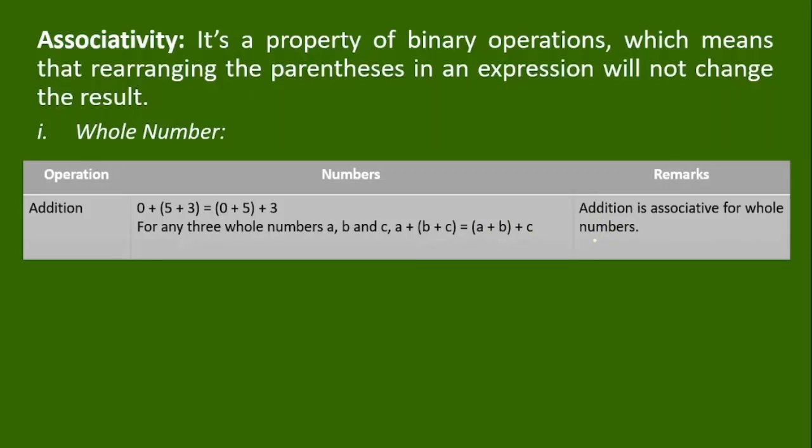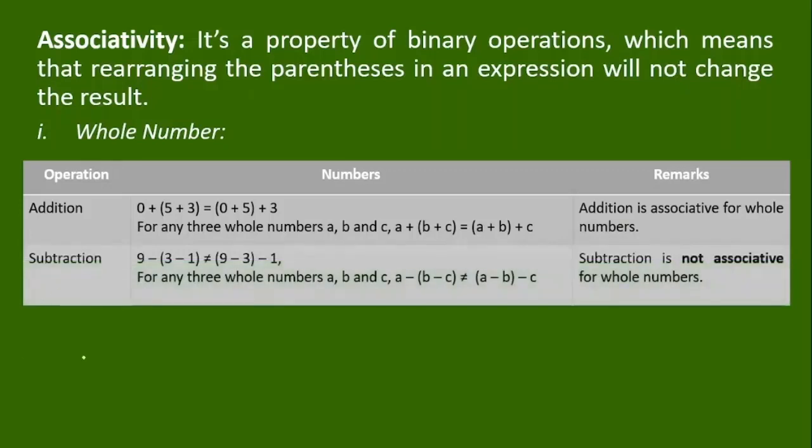Let's see the subtraction operation. For subtraction we are considering 9 minus 3 minus 1, where 3 minus 1 is inside the parentheses. First we will solve this: 3 minus 1 is equal to 2. Now 9 minus 2 is equal to 7. So on the LHS we are getting 7.